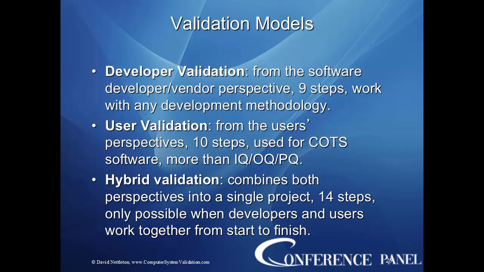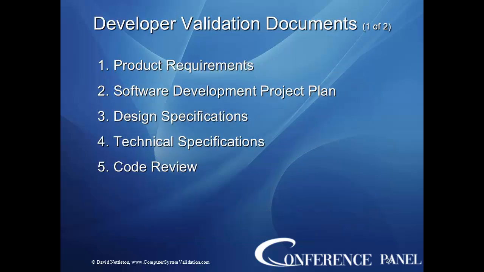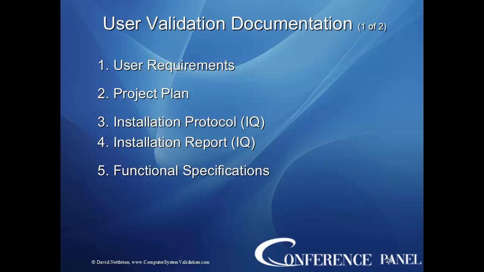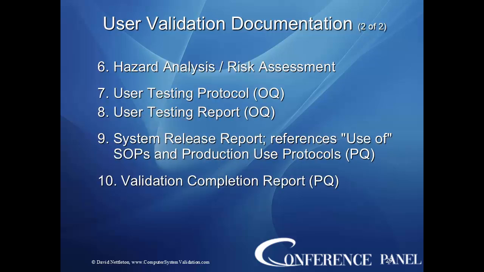There are 3 standard validation models, okay? So let's go look at the first model, build nodes. How do I take the source code and convert it to executable code? The model for user validation. This is a 10-step model. We wanted to call the risk assessment R, but R was already used for requirement, so use H for hazard.